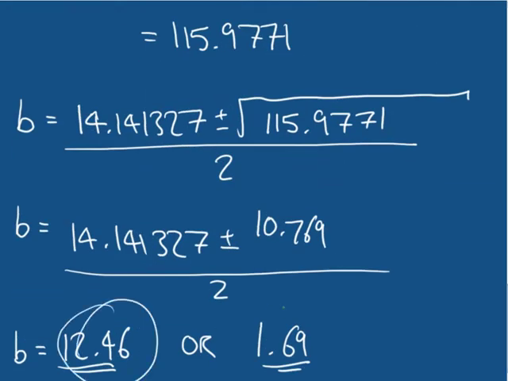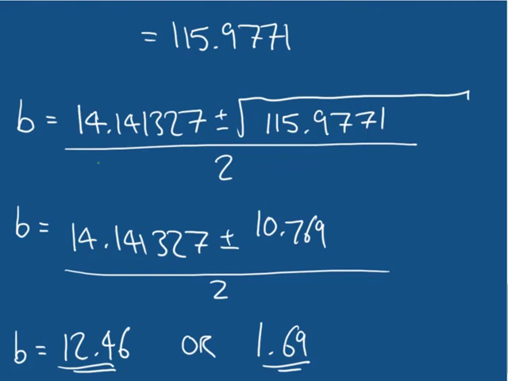So it's around 12.46 or 1.69, depending on how you wrote these values as you were working things out. Whether you stored them on the calculator or wrote them down on paper, you may have slightly different values, but around 12.46 or 1.69 are the two values that you are hopefully looking for.